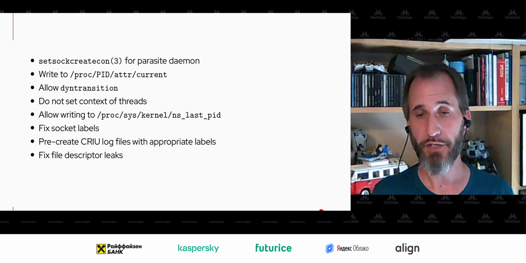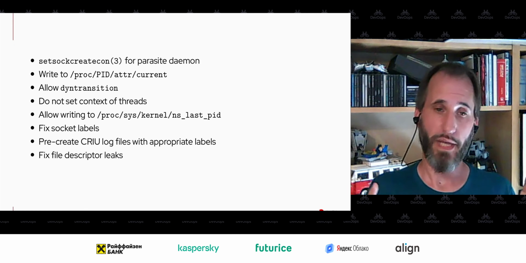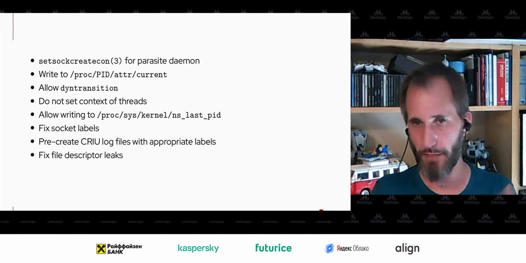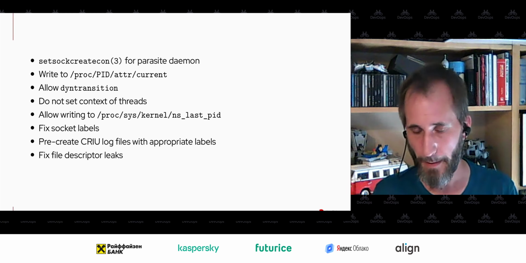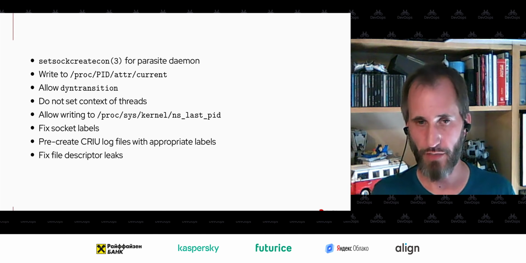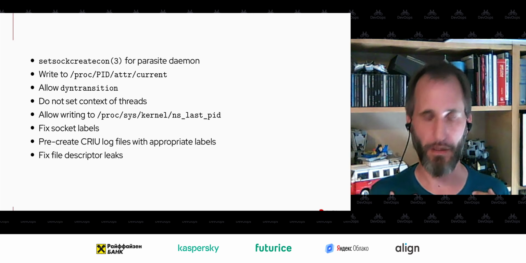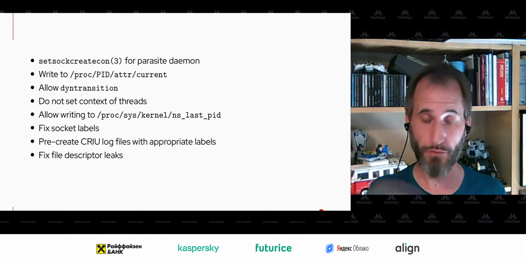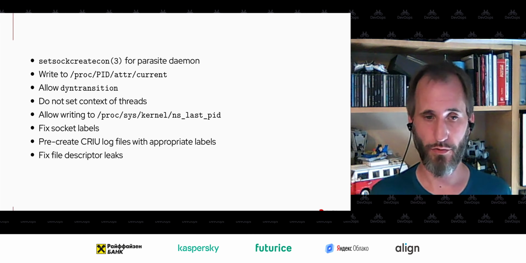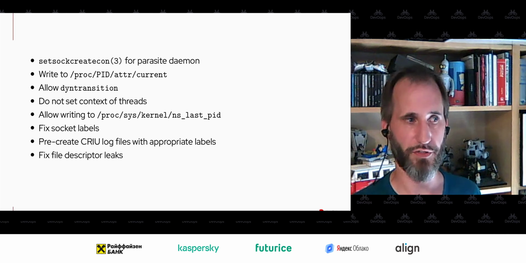We needed a policy to write to NSLastPid to select a PID for our processes. We had to fix a few labels for log files, and we found file descriptor leaks. So this was some effort to get CRIU running with SELinux. In the end, now it all works out. All the demos I'm showing are with full SELinux confinement, and the restored container also has SELinux running just as it had before checkpointing.